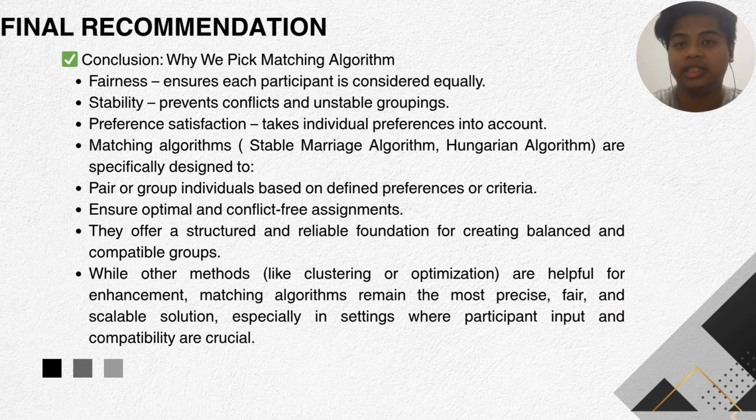Stable. There are two algorithms that are specially designed to do it, which are the stable marriage algorithm and the Hungarian algorithm. For these algorithms, pairing a group of individuals based on defined preferences or criteria ensures optimal and conflict-free assignments. They offer a structured and reliable foundation for creating balanced and compatible groups.